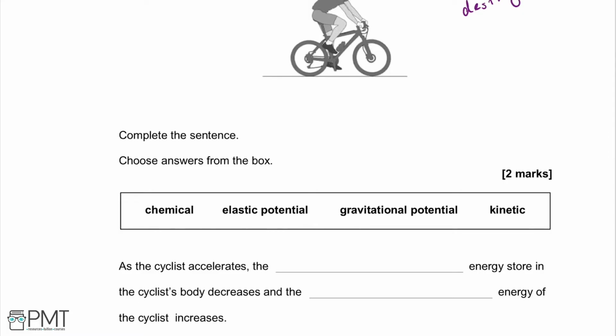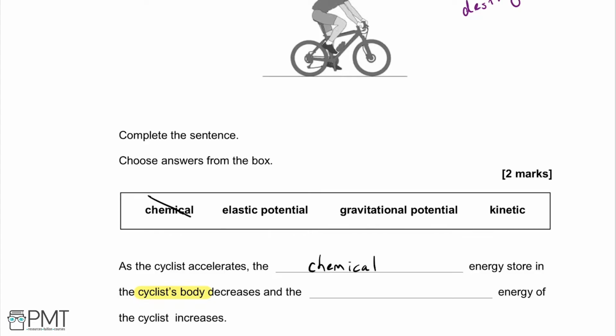We know that the cyclist is getting energy from their body, and that energy is allowing them to move. So, for the first gap, we need to know how the cyclist is getting energy from their body. So let's look at the options. Is it chemical? Well, yes, because there are chemical reactions occurring inside the cyclist's body, and that is giving them energy. So our first answer is chemical. So we can cross that off.